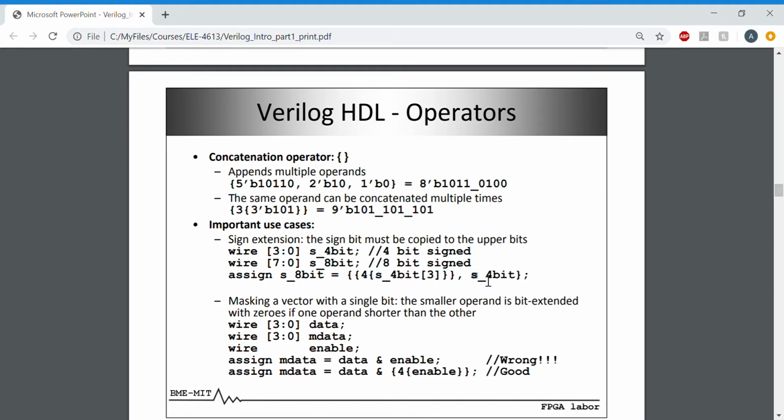What does it mean, repeated 4 times? If the sign bit, S 4 bit of 3, is 1, then you want all of these 4 bits to be 1, so that you have 1, 1, 1, 1, and then 1, and then the rest 3 bits. If the sign bit is 0, then all of these are going to be 0, so 0, 0, 0, 0, 0, and then the remaining 3 bits. So you just represented the same value with the sign extension, with a very simple technique.